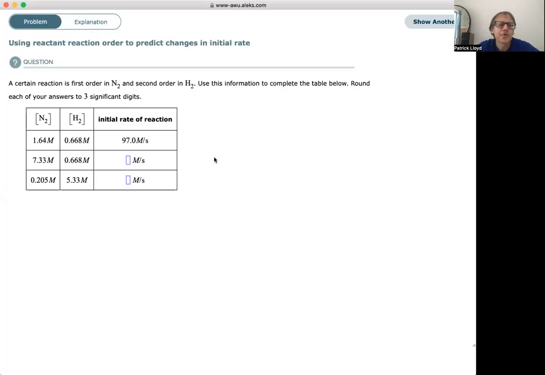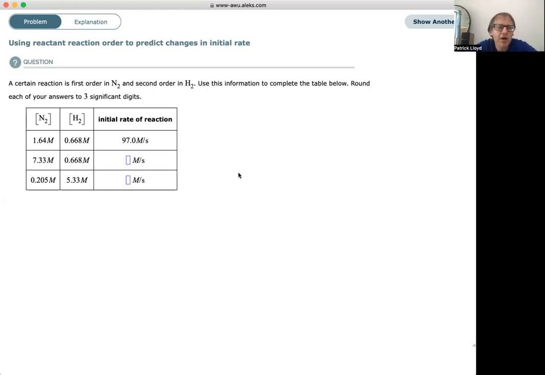Okay, in this particular problem, we're going to look at the rate law problem again, but this one is going to be a little bit different, but it's relatively straightforward. So let me bring this picture up so you can see it. What it says here is we're going to use the reactant reaction order to predict changes in the initial rate. A certain reaction is first order in N2 and second order in H2. Use this information to complete the table below and round your answer to 3 significant digits.